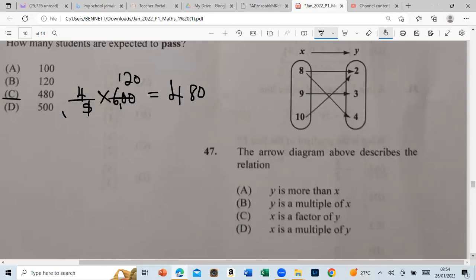Y is a multiple of x. No, that's not correct. Y is not a multiple of x. 2 is not a multiple of 4. Alright, so these two are out because they have x values that are greater than y values. So we're left with 2. X is a factor of y. X is a factor of y. No, 8 is not a factor of 4. 4 is a factor. X is a multiple of y.